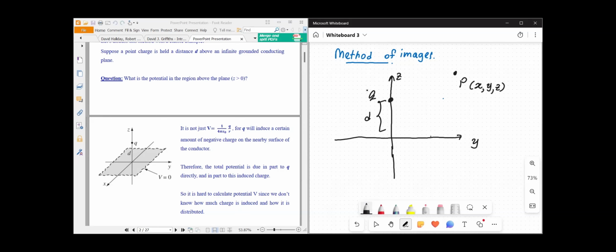Then what I'm going to do is, since I have a positive charge q here, I will introduce a new charge with the same magnitude, same amount of charge, but opposite in sign. So here I have a positive q, but I will introduce a negative q charge here. Okay. Then let's calculate the potential at this point P due to both of these charges.